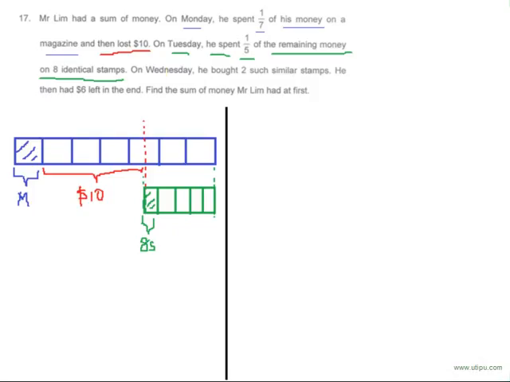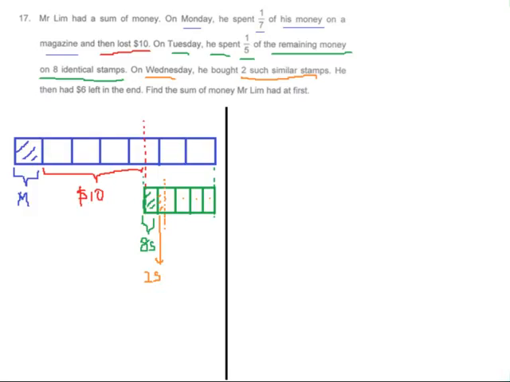The second last sentence says that on Wednesday, he bought 2 such similar stamps. Okay, to buy 2 such similar stamps, it will not occupy the full unit because we already found out that 1 unit of his money is equivalent to 8 stamps, which is to say that there's a total of 8 stamps here in every unit as well. However, he only bought 2 such stamps, so I can draw off a part here and say that this shaded part represents 2 stamps.